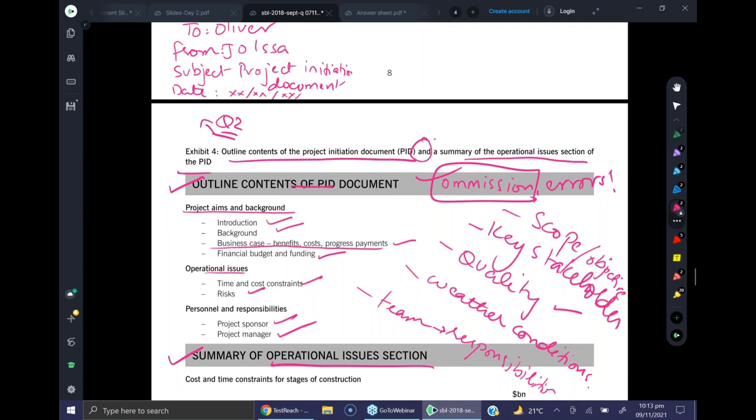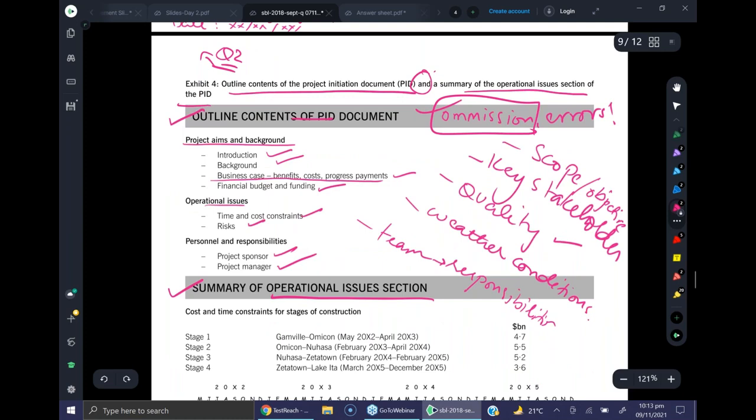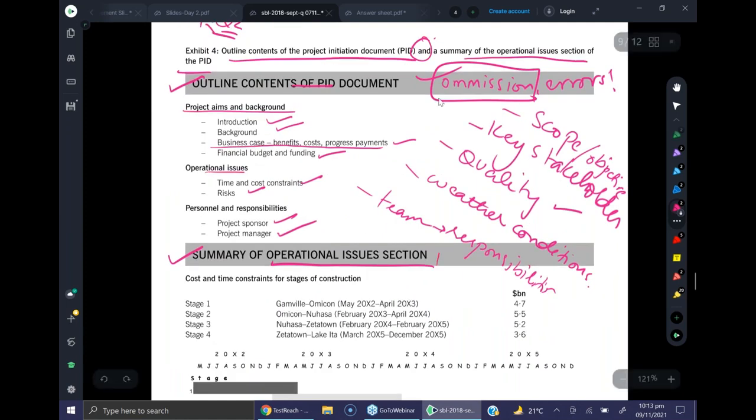I have made a lot of points. If you have any questions, you can contact me. I will be happy to discuss, or something like that. But remember that we still have to figure out the summary of operational issues section as well. So not just PID contents, but this needs to be discussed as well.